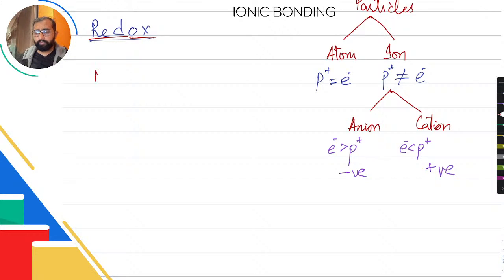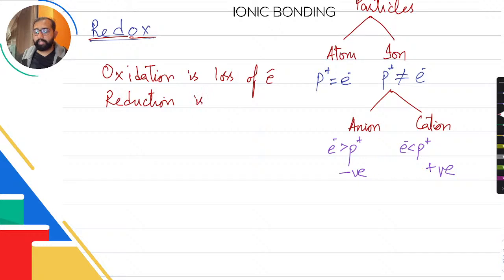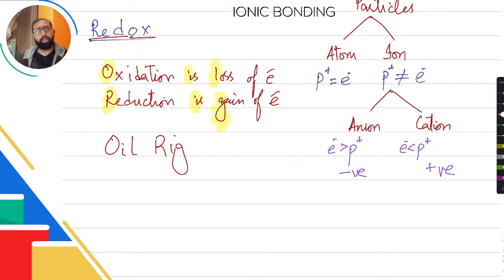Now, reduction is gain of electrons, my bad. Oxidation is loss of electrons, and reduction is gain of electrons. When something gains an electron or more electrons, it is reduced. One way to remember this is to take these first letters here, OIL, RIG, and that gives me OIL RIG. Oxidation is loss, reduction is gain when it comes to electrons.